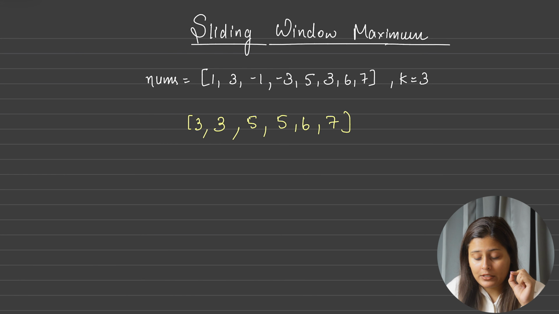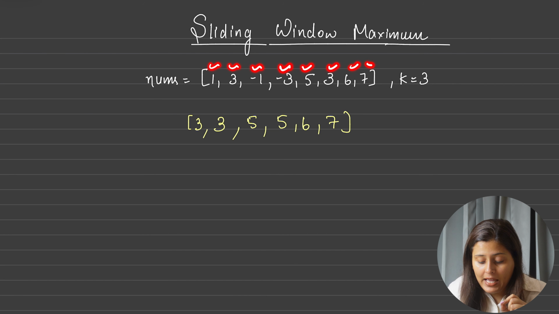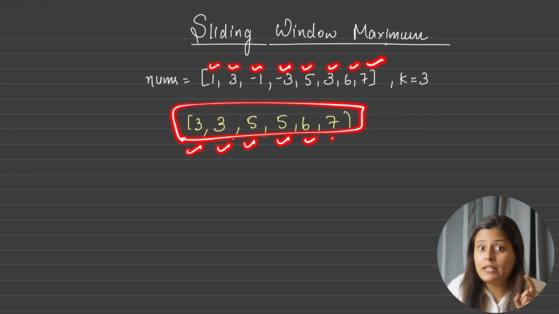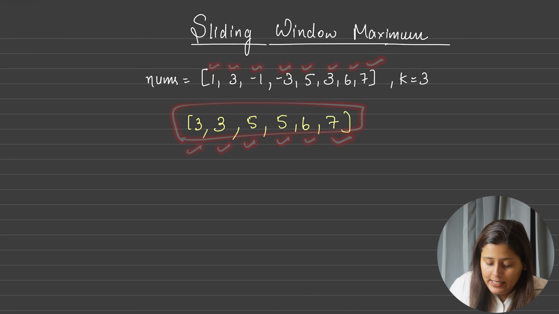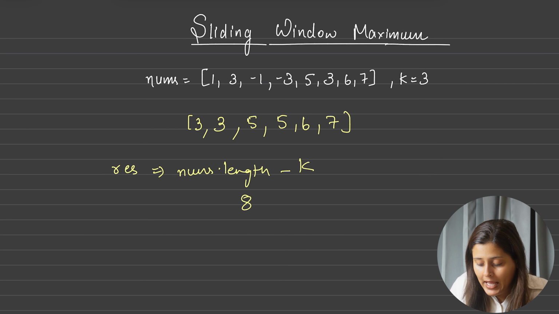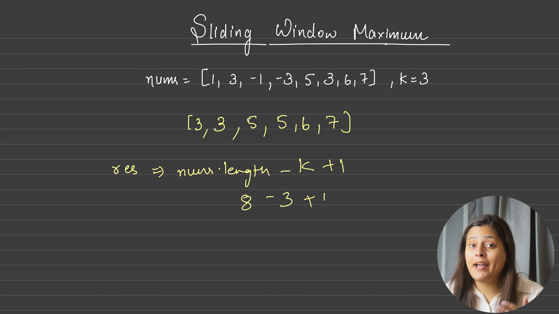If you see the length, the input length is 1, 2, 3, 4, 5, 6, 7, 8, and the resultant length is 1, 2, 3, 4, 5, 6, only 6. So can I say that the resultant length will be nothing but nums.length, which is 8, minus k, which is 3, plus 1. Why did I decide like this?